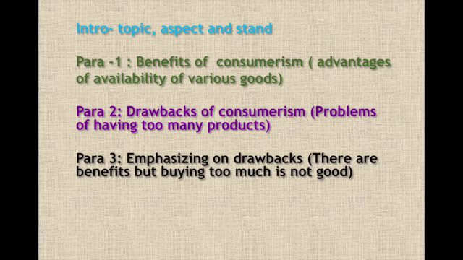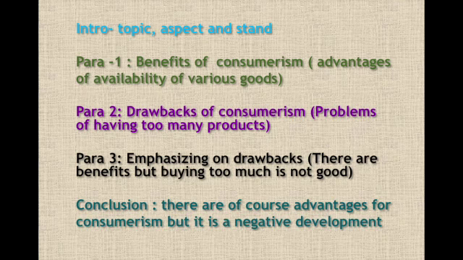In the third paragraph, we can emphasize the negative sides by saying that there are benefits, but buying too much is not good. So we can support this topic sentence by giving examples and explanations down below. And finally, in the conclusion, we give the message to the reader that there are of course advantages or positive sides for consumerism, but it is a negative development, and that is the final message we're going to give in the conclusion paragraph or the summary of the total explanation. So let me take you to the next one, where we are going to discuss the introduction in detail.